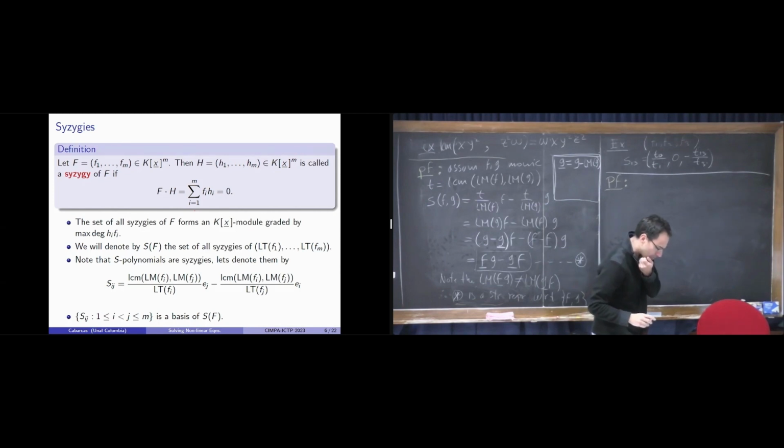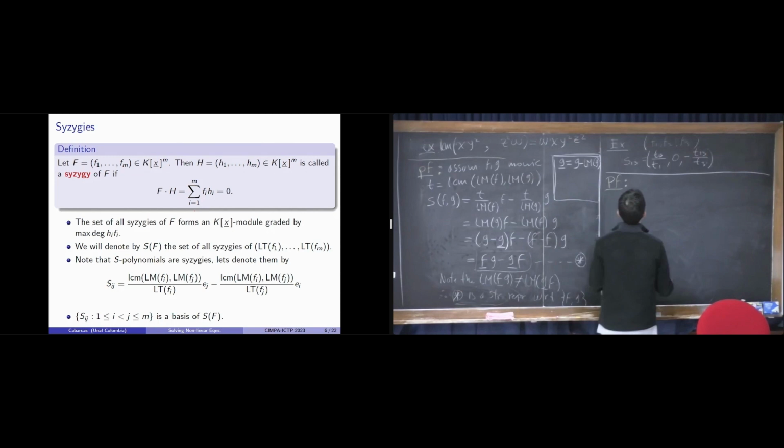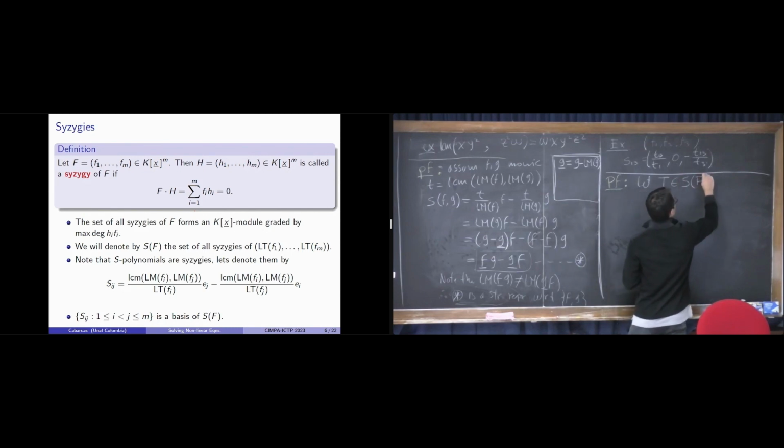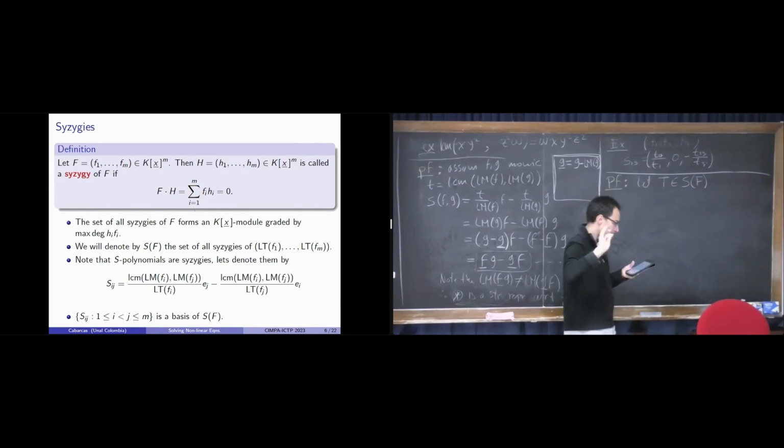Let's give a sketch of a proof of why it's true that the Sij's are a basis for SF. So let T be an element in SF. So this is some syzygy of the leading terms of F.